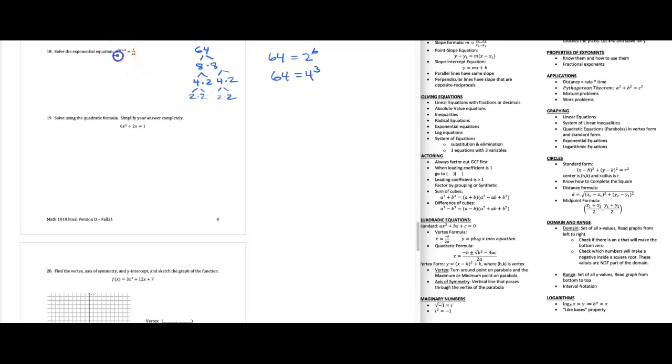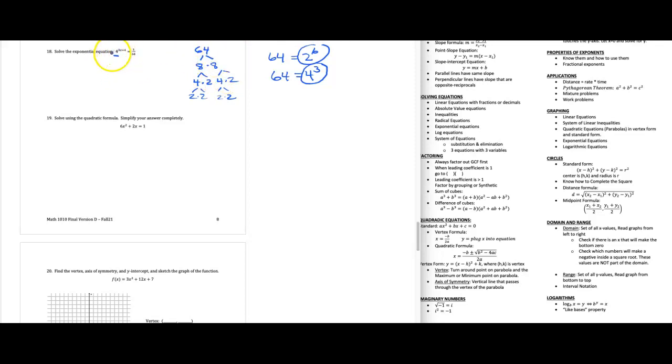So this one already has a base of 4. And so it would be easiest just to use this 4 to the 3rd power, but I could change that 4 here to be 2 to the 2nd power, and then use this one and have it 2 to the 6th power over there. So I'm just trying to show you there's more than one way you can do that.